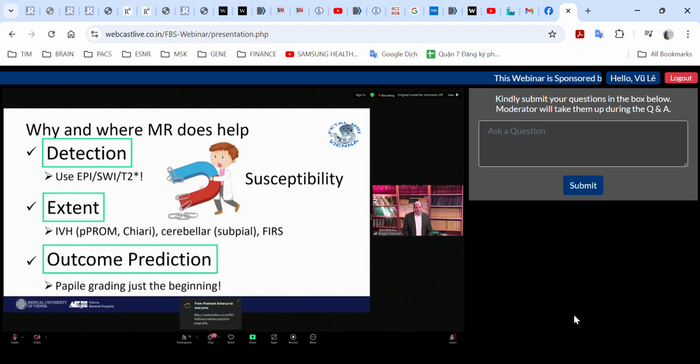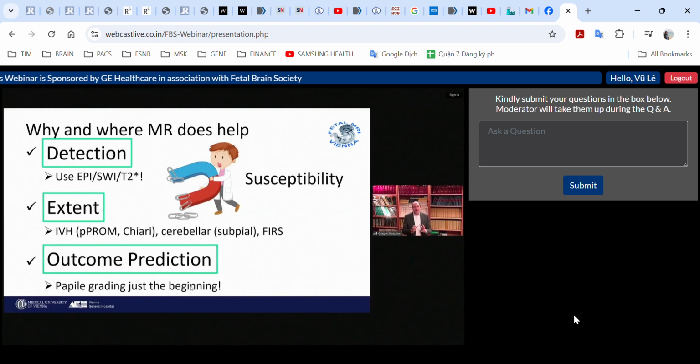And for outcome prediction, I think Papile is somehow history. We need to adapt to the current and modern quality of fetal imaging in terms of describing the location of the lesion better. So thanks for your attention.